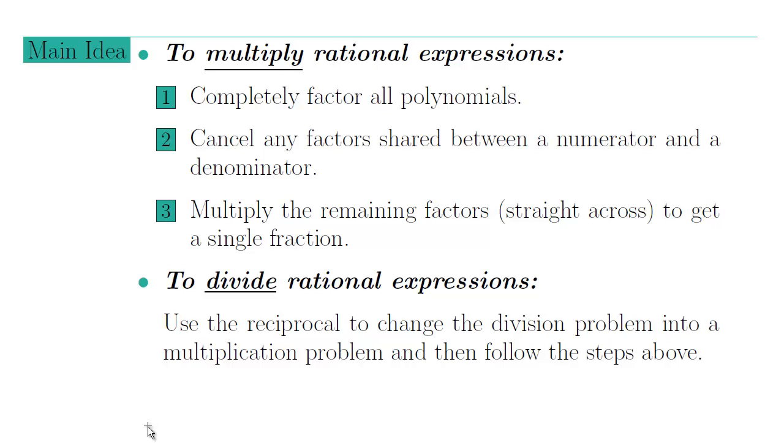To multiply rational expressions, the first thing we want to do is completely factor all the polynomials, both in the numerator and the denominator. Second, we want to cancel any factors that are shared between a numerator and a denominator. And then finally, we're going to multiply the remaining factors straight across, numerator times numerator, denominator times denominator, to get a single fraction.